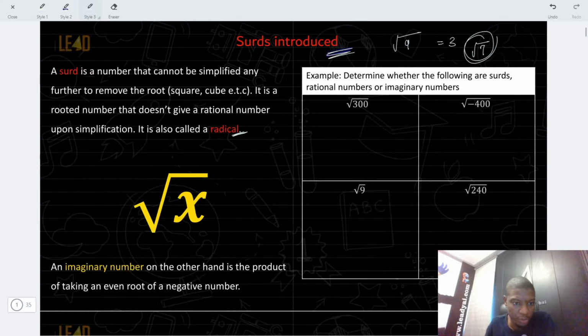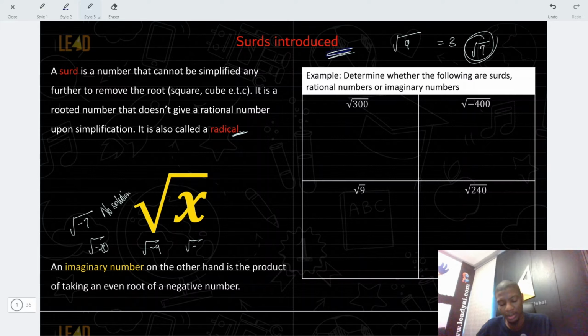Then we also have what we call imaginary numbers. Imaginary numbers are square roots of negative numbers. Maybe the square root of -7 or the square root of -20 or the square root of -9 or the square root of negative anything, right? Because basically, in the space where we have real numbers, there is no solution. So we came up with the idea of imaginary numbers because it allows us to work with them without actually acknowledging them as real numbers. So here we have: determine whether the following are surds, rational numbers, or imaginary numbers.